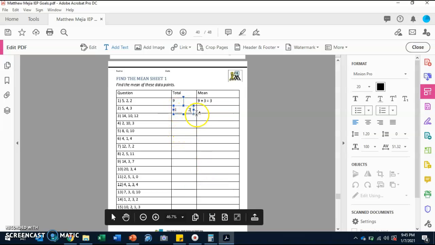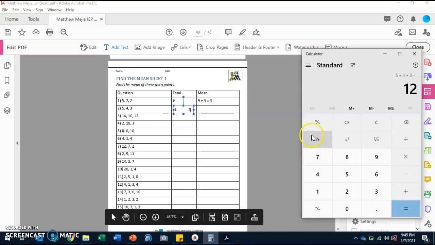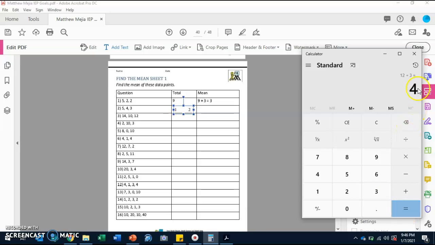And since now we know our total, we are going to count how many numbers we have. So 1, 2, 3. So now we know that we're going to divide 12 by the 3 numbers we have here. So now it's 12 divided by 3. And now this is our mean.